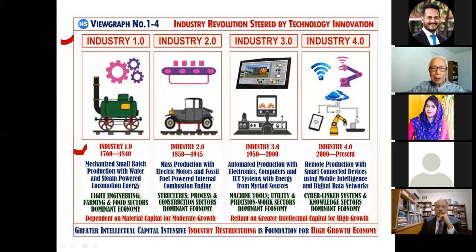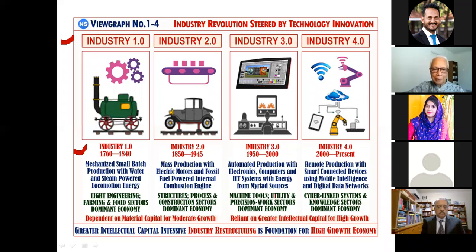Later on, Industry 2.0, mass production with electric motor and fossil fuel powered internal combustion engine, structures, processes, construction sector dominant economy. Then in the 50s, automated production with electronics, computers, ICT systems with energy from various sources, machine tool, utilities, precision work sector dominant economy. And then finally, what we have nowadays, starting from year 2000, remote production with smart connected devices using mobile intelligence and digital data network, cyber linked systems, and knowledge sector dominant economy.